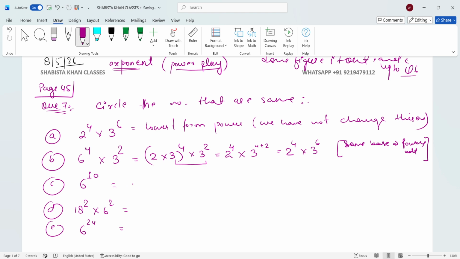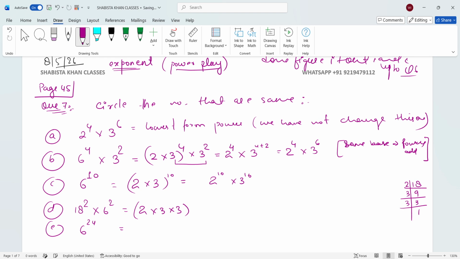If we move to the sixth again, 6 to the power, we can write 2 to the power 10, and it's separate 2 to the power 10 and 3 to the power 10. And simultaneously 18 can be written as 6 threes are 18. So 2 multiply 3 multiply 3. We simply did the prime factor of 18.